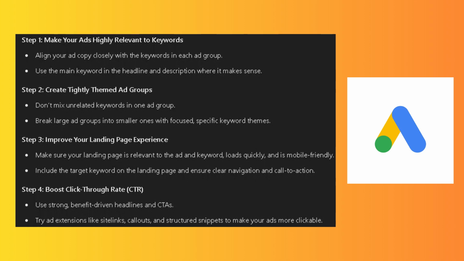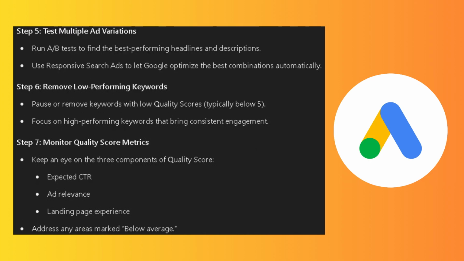Boost click-through rate. Use strong benefit-driven headlines and CTAs. Try ad extensions like site links, callouts, and structured snippets to make your ads more clickable.